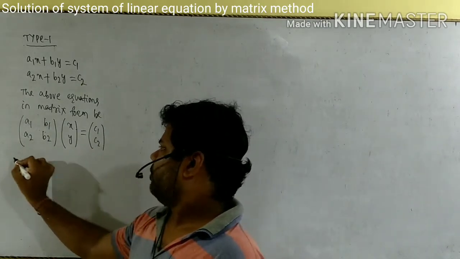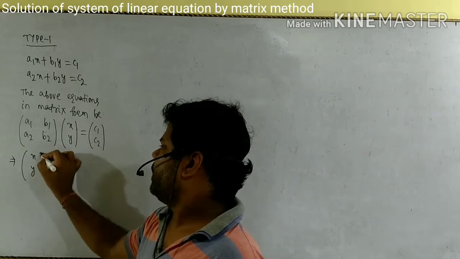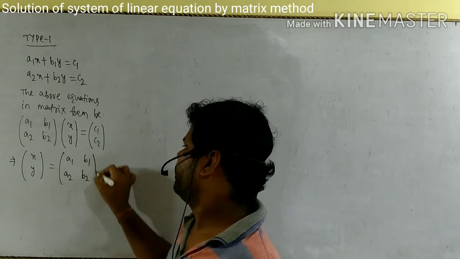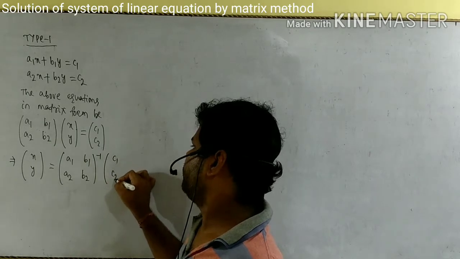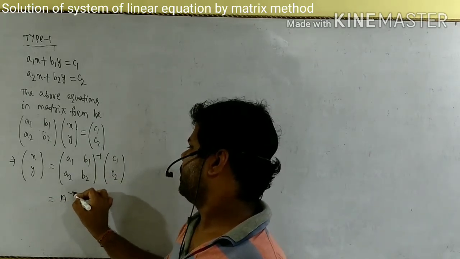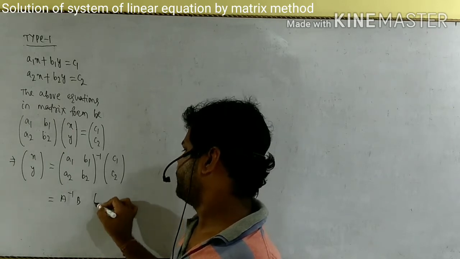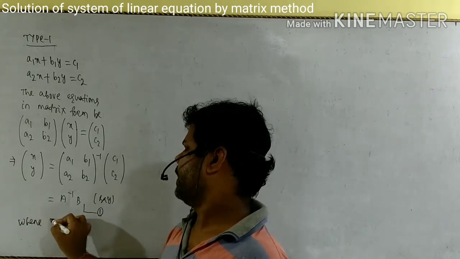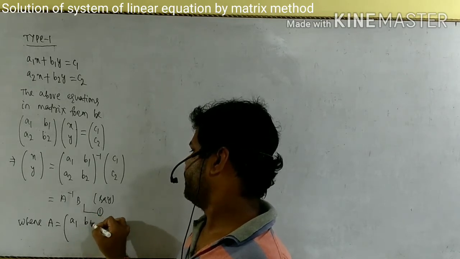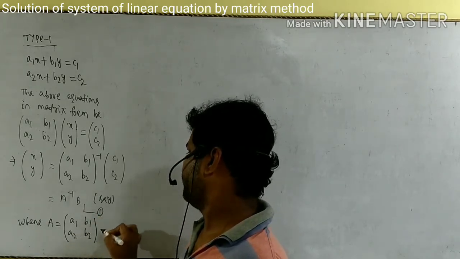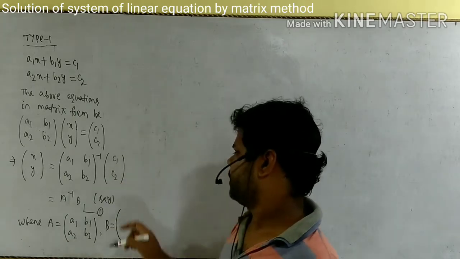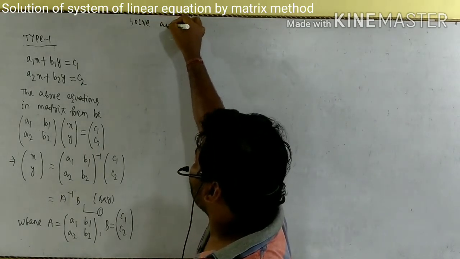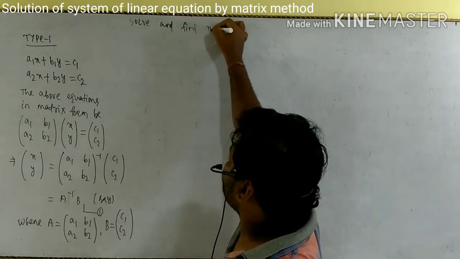Now your x, y will be equal to a1, b1, a2, b2, its inverse, c1, c2. So this is your A inverse B. Take it as equation 1, where A is your matrix a1, b1, a2, b2, and B is your matrix c1, c2. Now solve and find what? X and Y.